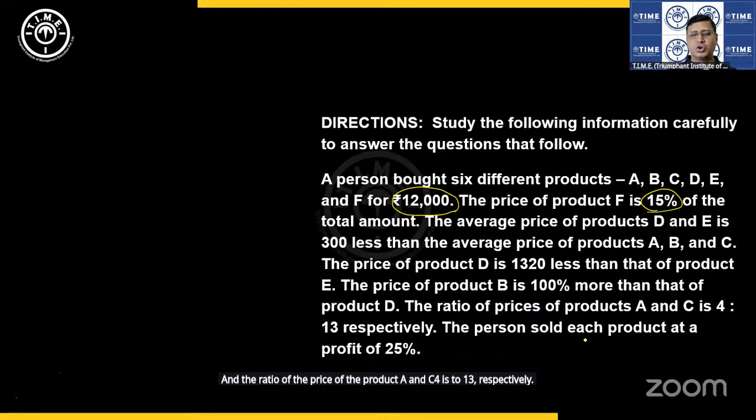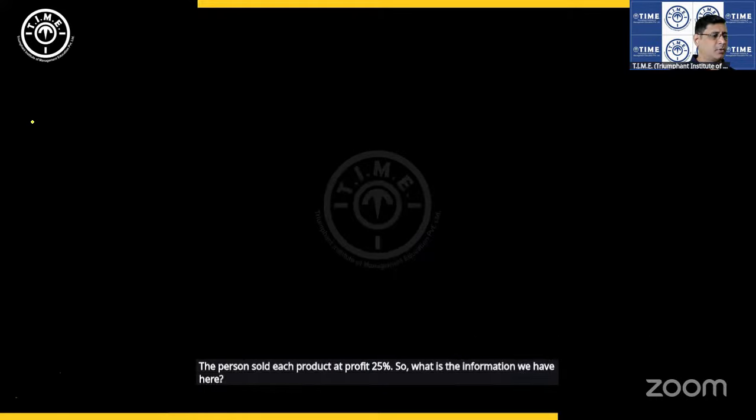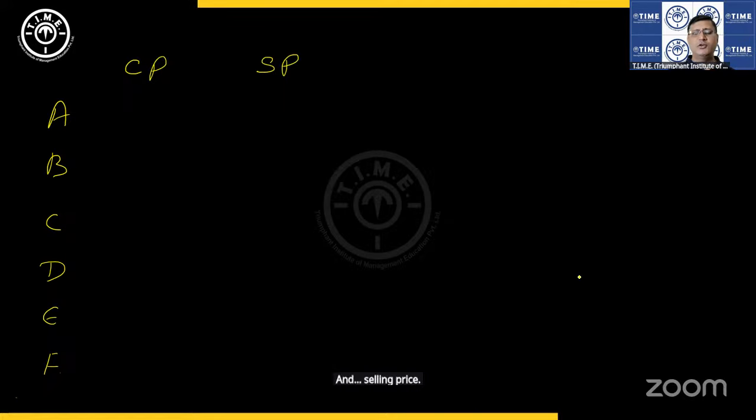The person sold each product at a profit of 25%. So what is the information we have here? The products. How many products? 6 products: A, B, C, D, E, and F. And what about the cost price and selling price? F value is equal to 15% of 12,000.